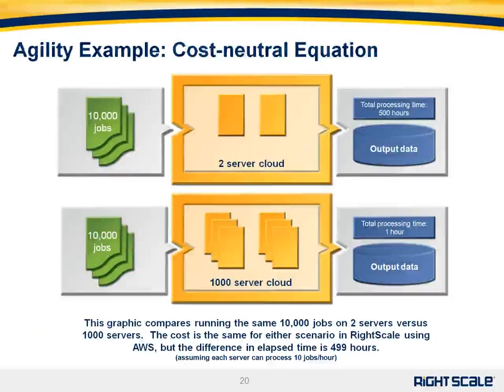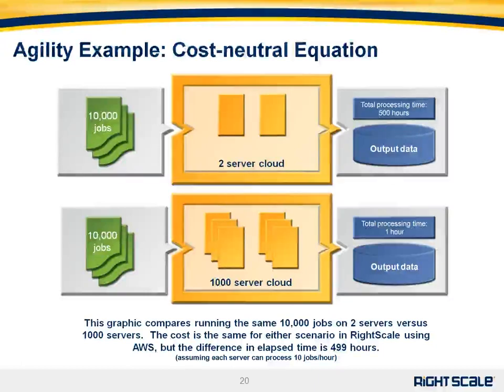Wanted to talk a little bit and paint a picture around this notion of agility. And here's the power of this, and here's really what we're talking about at the end of the day. Let's say you have 10,000 jobs that you need to run, and you're going to run them in the cloud. So one option is you run them as you normally would, perhaps in your traditional data center environment, on 2 servers. Okay, so that processing time may take 500 hours. You can take that same batch of 10,000 jobs and in the cloud fire up 1,000 servers, bringing that processing time down to a single hour. And guess what? You're paying the exact same.